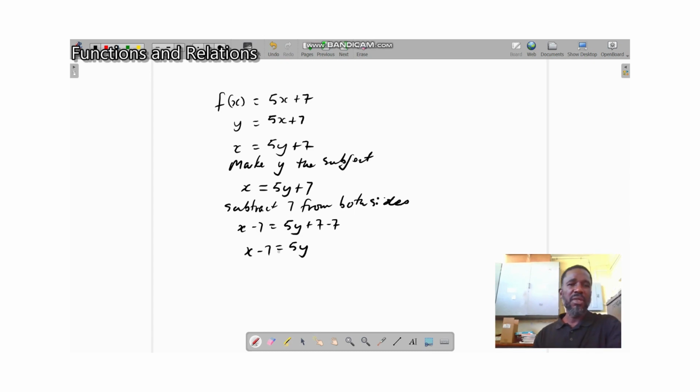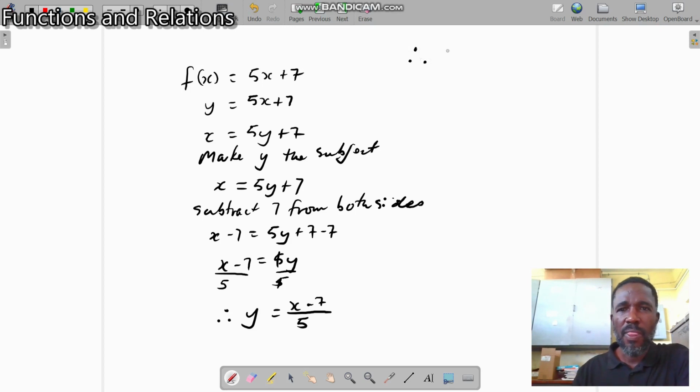Now, again, the aim is to make y the subject, so we have to divide both sides by 5. And so f inverse of x is equal to x minus 7 divided by 5.